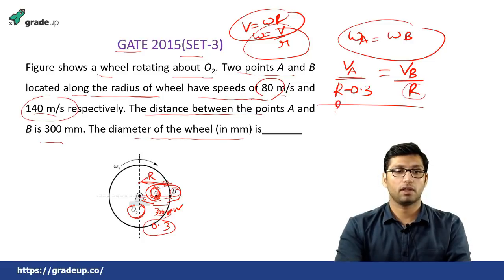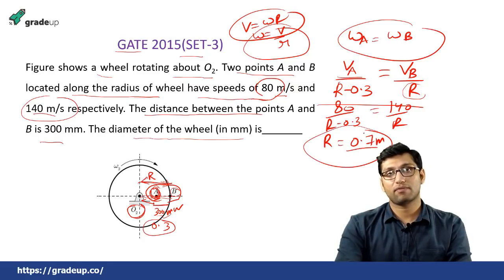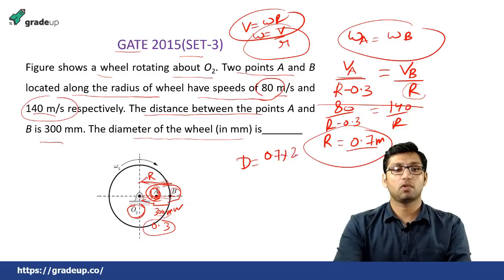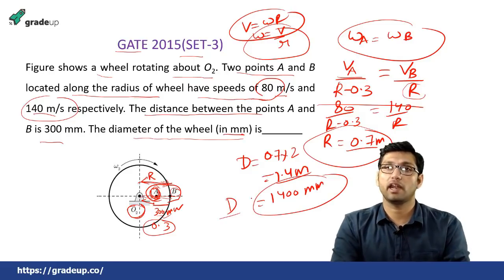So if you put 80 over here and 140 over here, you will get the value of r, which will be equal to 0.7 meter. So you have got the radius of this wheel. So diameter will be equal to 0.7 into 2, which will be equal to 1.4 meter. Since it is asking for the value in mm, this will be equal to 1400 mm. Okay, so the diameter of this wheel is equal to 1400 mm.